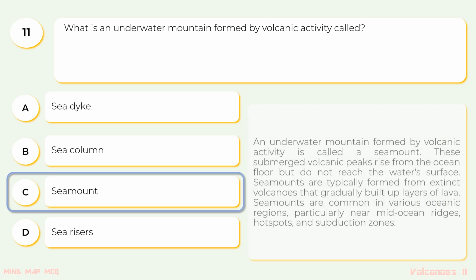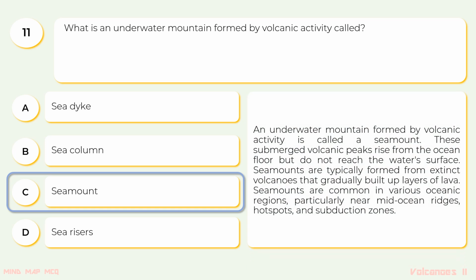Seamount. An underwater mountain formed by volcanic activity is called a seamount. These submerged volcanic peaks rise from the ocean floor but do not reach the water's surface. Seamounts are typically formed from extinct volcanoes that gradually built up layers of lava. Seamounts are common in various oceanic regions, particularly near mid-ocean ridges, hotspots, and subduction zones.